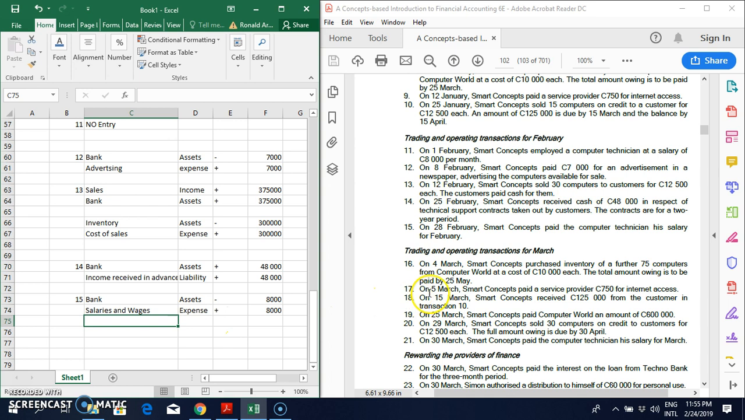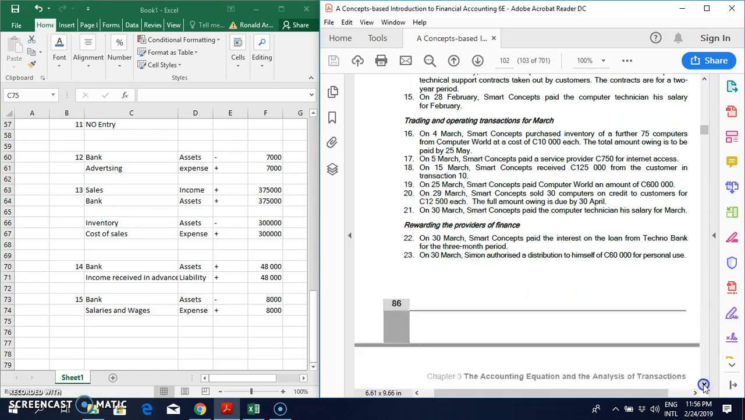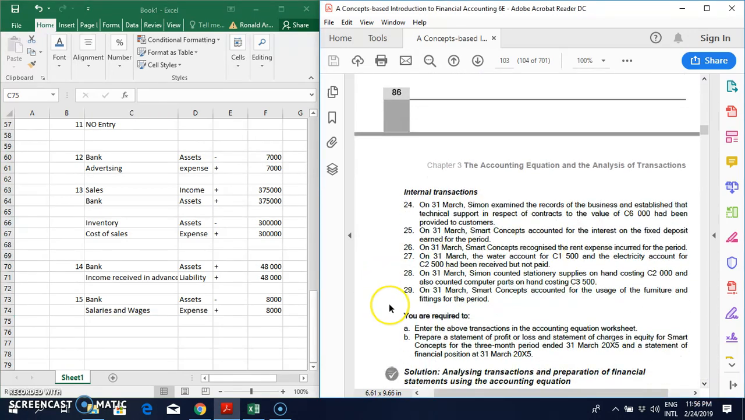The remainder of the transactions are quite similar in nature, except now we're going to receive money. I want you to work through the transactions up until the end, which is transaction 29. In the next video, we'll now be taking these transactions which we've recorded and putting it into the accounting equation.